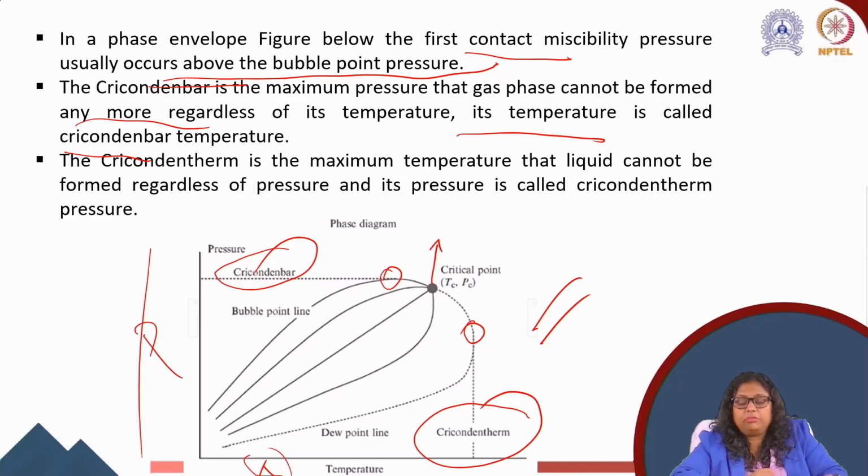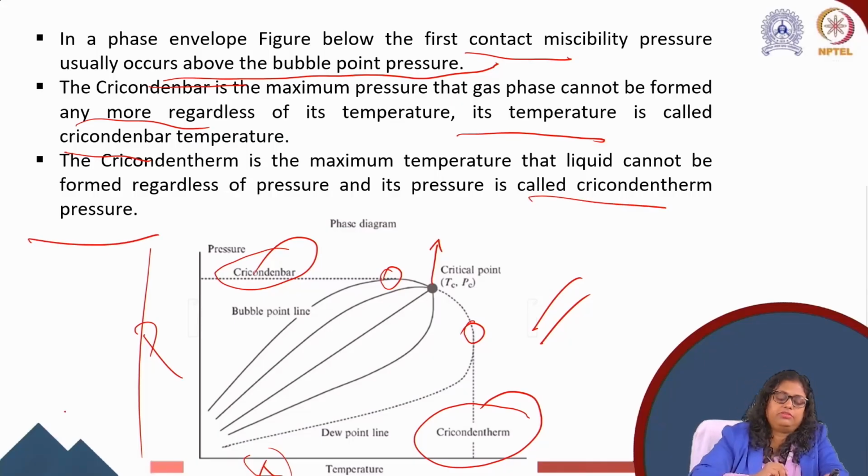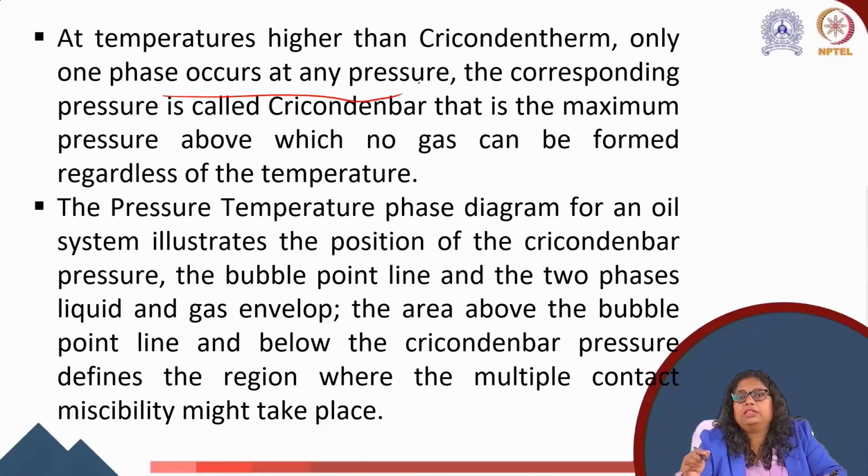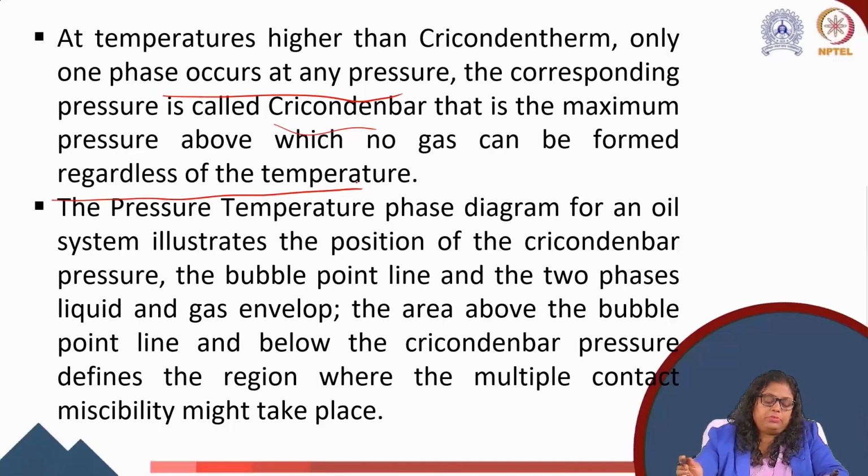The cricondentherm is the maximum temperature above which liquid cannot be formed regardless of the pressure, and its pressure is called the cricondentherm pressure. So this is the definition. At a temperature higher than the cricondentherm, only one phase occurs at any pressure, and the corresponding pressure we call the cricondenbar, the maximum pressure above which no gas can be formed regardless of the temperature.